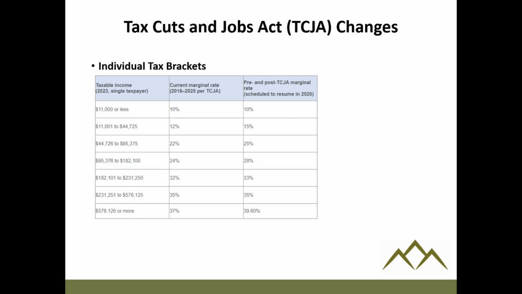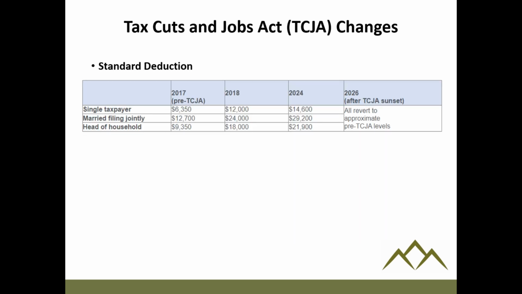If we go to the next slide here, this is what I was referring to earlier with the big increases we had to the standard deduction. Pre-Tax Cut and Jobs Act, married filing joint was only 12,700. For 2024, this current year, it's going to be 29,200. So for 2026 tax years and beyond, we're going to be reverting back to those standard deduction amounts.